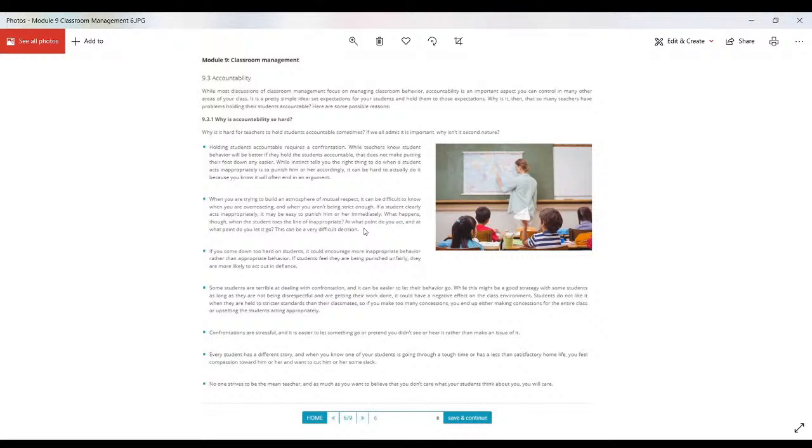When you are trying to build an atmosphere of mutual respect, it can be difficult to know when you are overreacting and when you aren't being strict enough. If a student clearly acts inappropriately, it may be easy to punish him or her immediately. What happens though when the student toes the line of inappropriate? At what point do you act, and at what point do you let it go? This can be a very difficult decision.